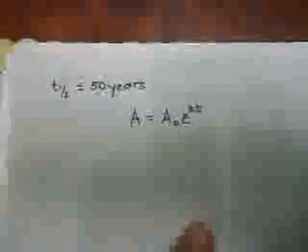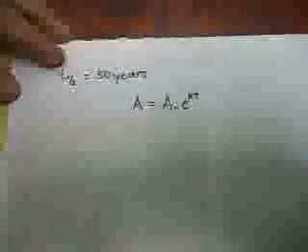So we were given the half-life of plutonium, which we will denote as T subscript 1/2, which is equal to 50 years. And the formula that we are going to use in this problem is A equals A naught times e raised to the power of kt. This formula is usually used for growth and decay problems, but it can also be used for finding the half-life of chemical elements, since this is a problem of disintegration or decay.